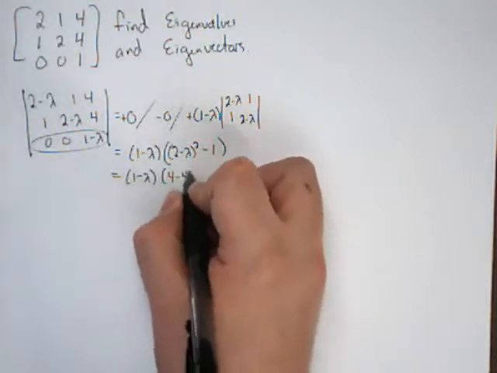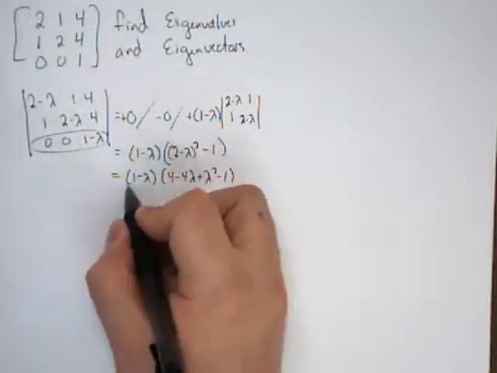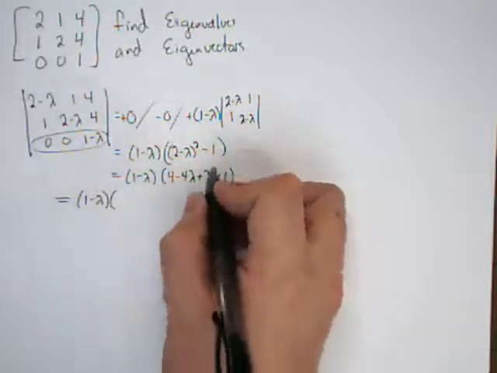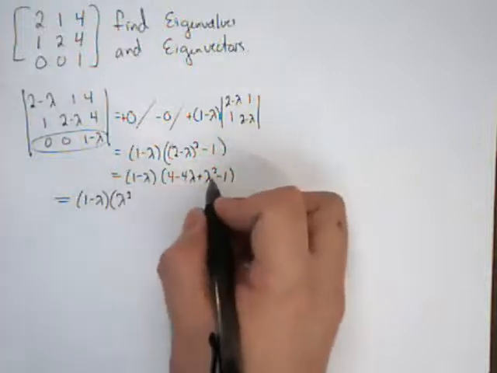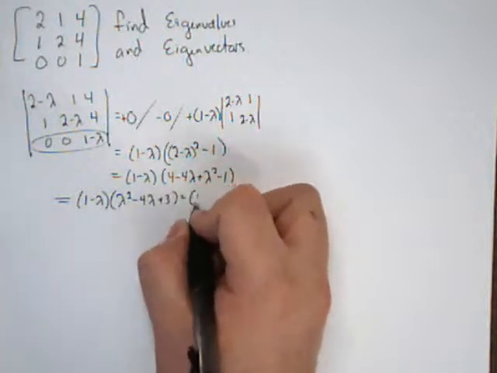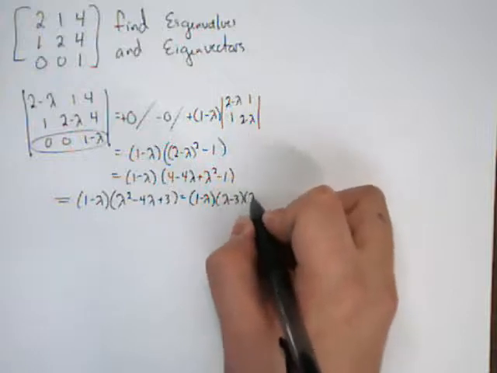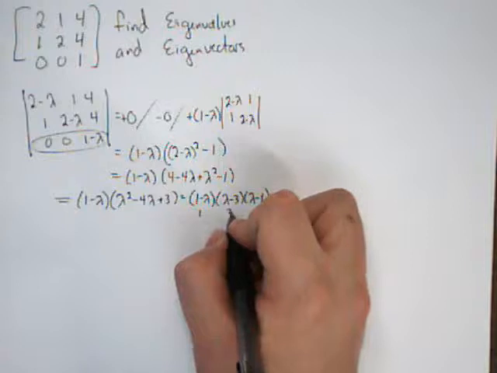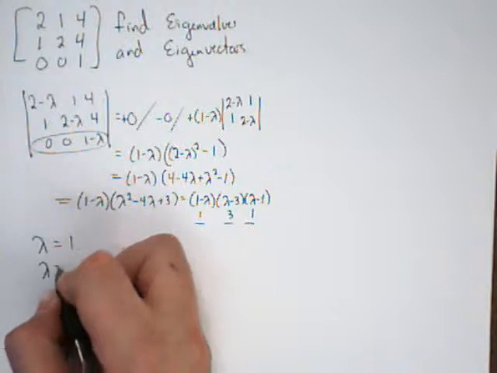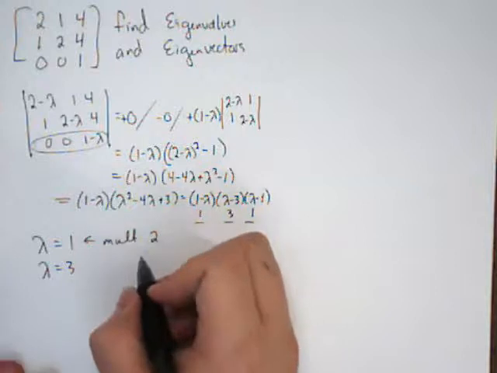If we continue expanding, we'll have a 1 minus lambda. This is 4 minus 4 lambda plus lambda squared minus 1. Now, don't multiply through. This is already factored. So at this point, we'll just write this as 1 minus lambda, and let's just try and factor this. We've got a lambda squared, we have a minus 4 lambda, and a 4 minus 1 is plus 3. Well, that factors as 1 minus lambda, and then we have a lambda minus 3 and a lambda minus 1, which means 1, 3, and 1 are our eigenvalues. So lambda is 1, lambda is 3. This one has multiplicity 2, and we'll discover what that means as we go.